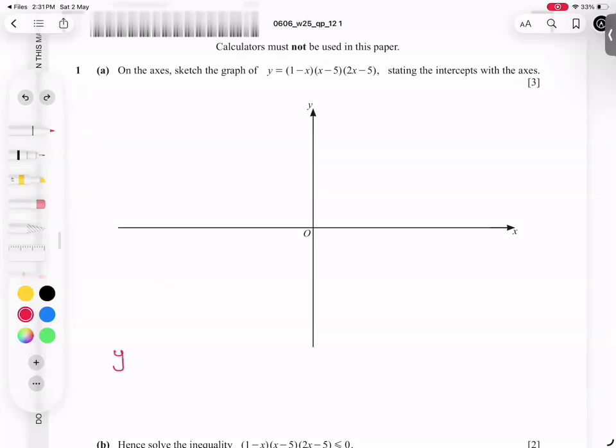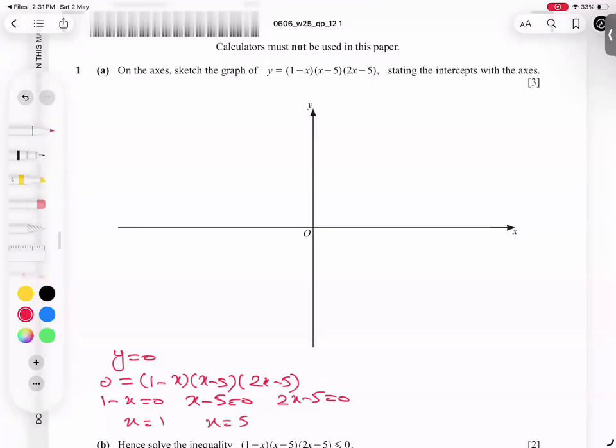If I plug in y = 0, students, what happens? This working you are bound to show. One time this, one time this, and one time this, one by one, all zeros. So when I plug in 1 minus x = 0, x minus 5 = 0, and 2x minus 5 = 0, I get the first answer 1, the second answer 5, and the third answer 5 upon 2, which is 2.5. Now 5 is a big number.